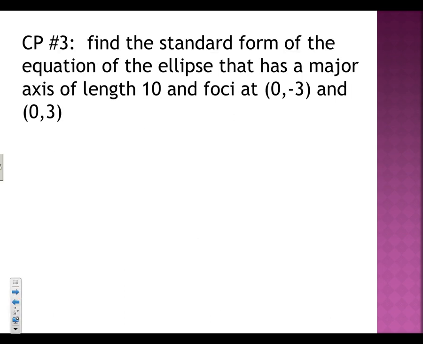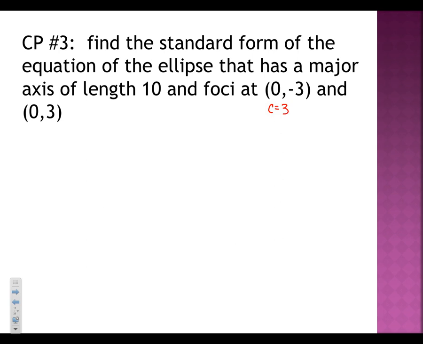All right, so let's give this a try. Find the standard form of the equation of the ellipse that has a major axis of length 10 and foci at (0, -3) and (0, 3). All right, so remember our foci provide us with our c value. So c is equal to 3.